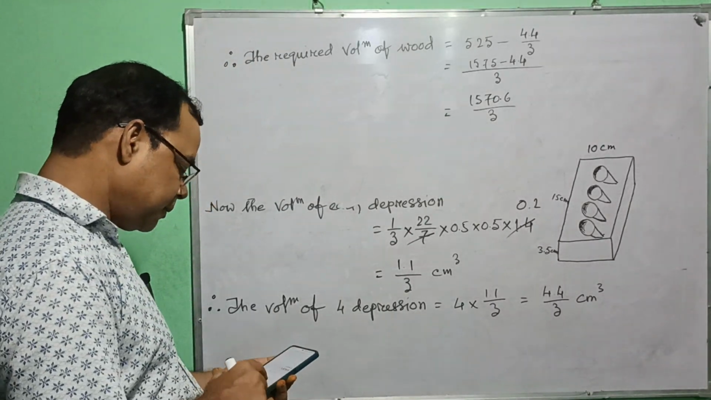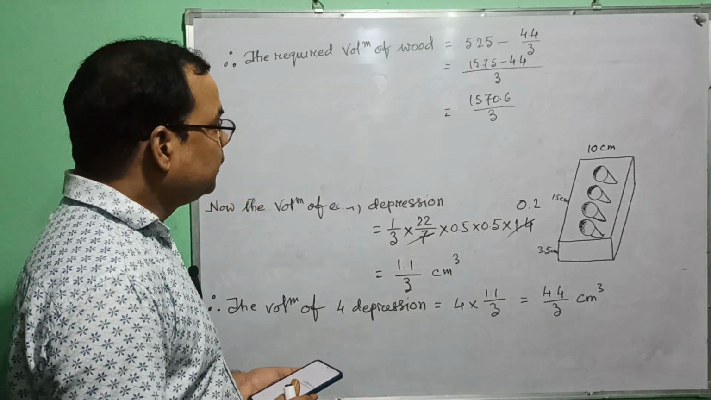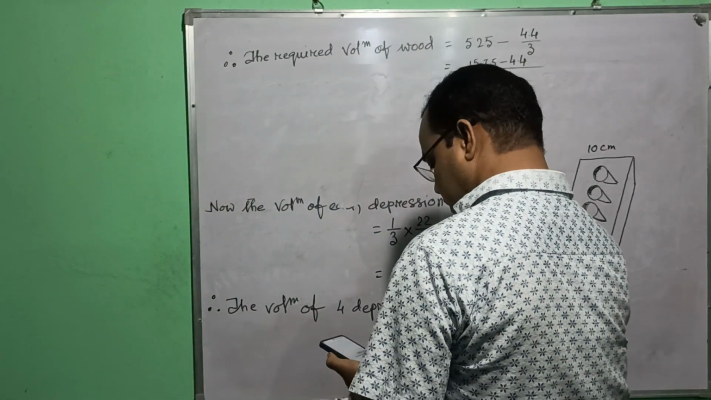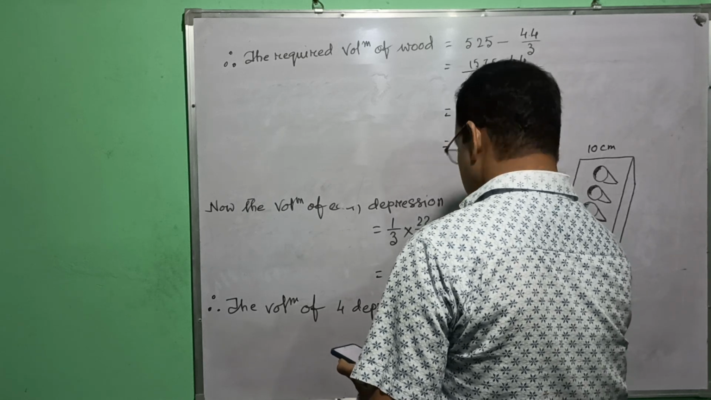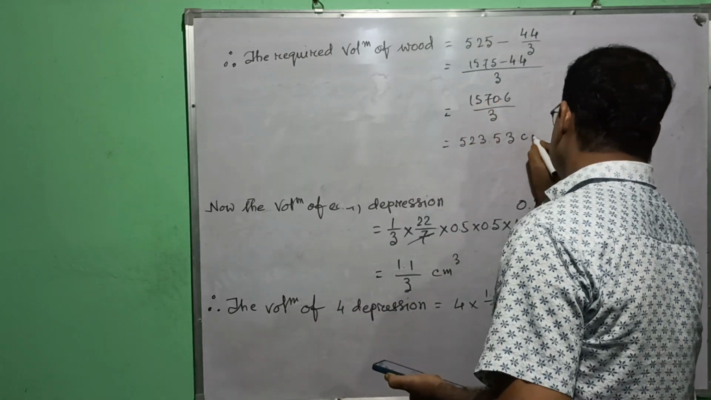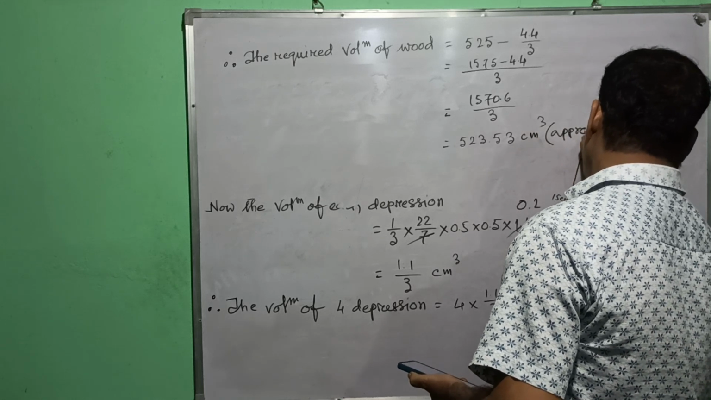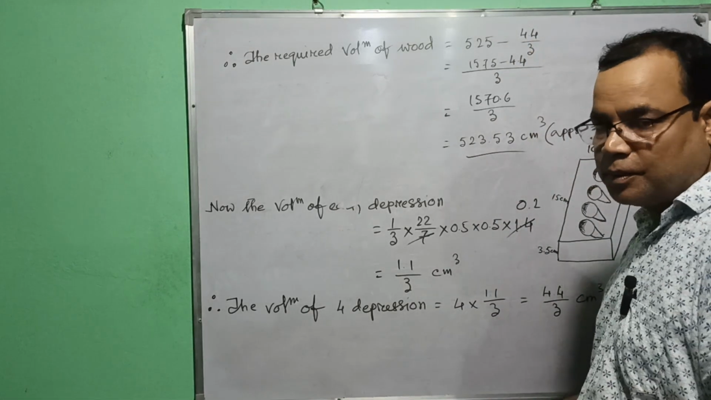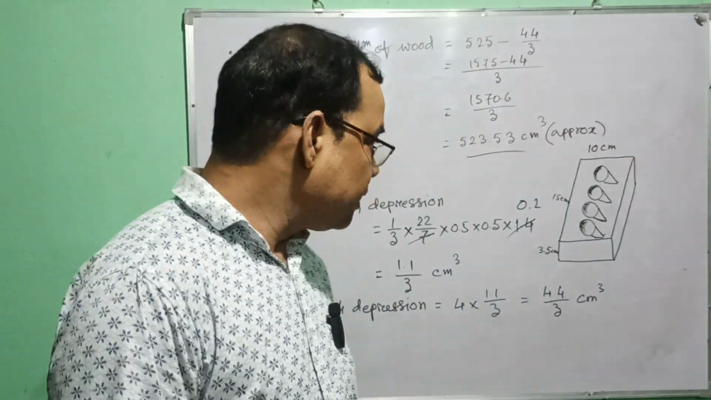If we divide by 3, it equals 523.53 centimeter cube. We will write approx, as it is not a terminating decimal. So this is the volume of the wood used here. So this is the answer.